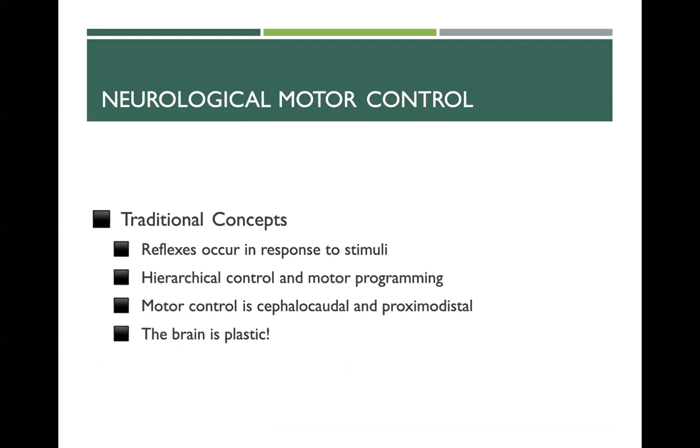And we're looking at the hierarchical control and motor programming. These movements are controlled top down, so the higher centers of the nervous system exert control over the lower level parts of the nervous system. We're looking at motor control as cephalocaudal and proximodistal. So if you guys remember again from growth, cephalocaudal is head to tail, and proximodistal is inside to outside.